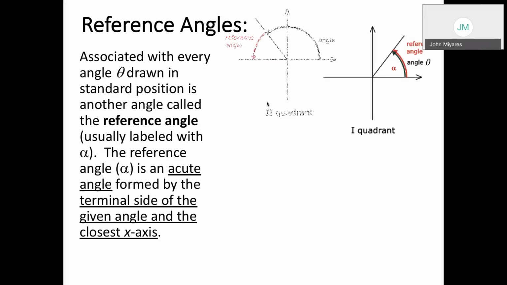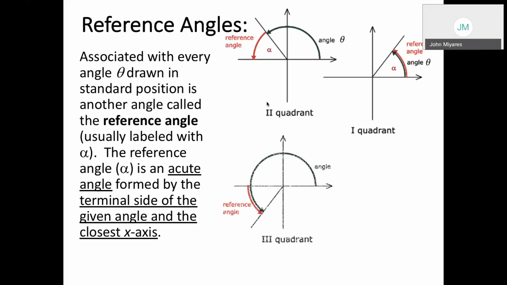If you have an angle whose terminal side falls into quadrant 2, then the reference angle is measured back upward from the negative x-axis. So if what you have is a 130-degree angle for angle theta, then the reference angle alpha will be 180 degrees minus that angle measure, which for that would be 50 degrees in that case.